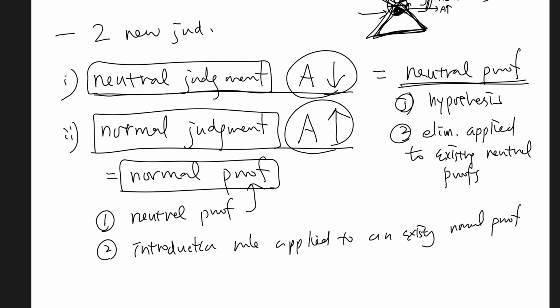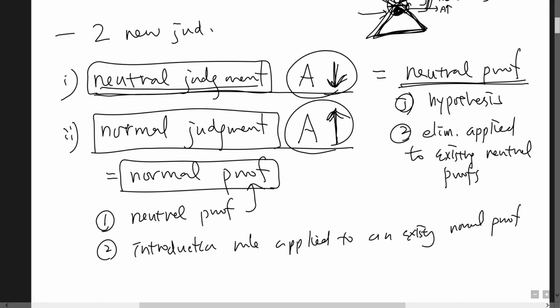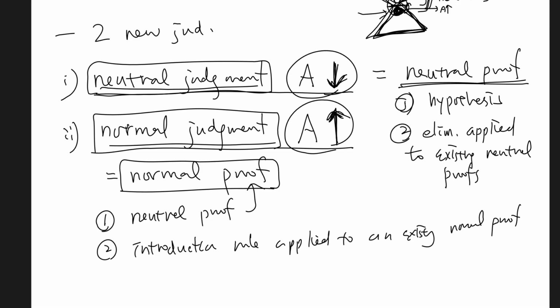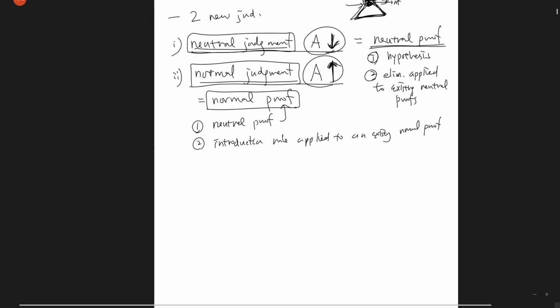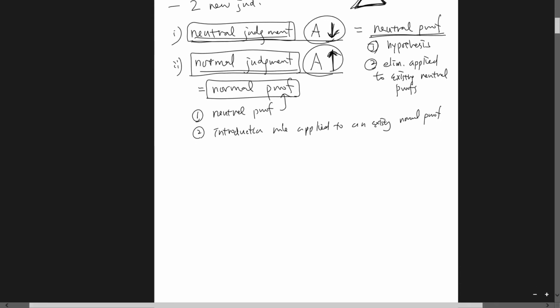So there is a good reason why we choose this down arrow and up arrow: down arrow for neutral judgment and up arrow for normal judgment, because the direction of this arrow indicates the direction in which the construction of normal proof proceeds. What that means is that in order to build a derivation tree for this A up arrow, you would keep applying introduction rules and move upward.